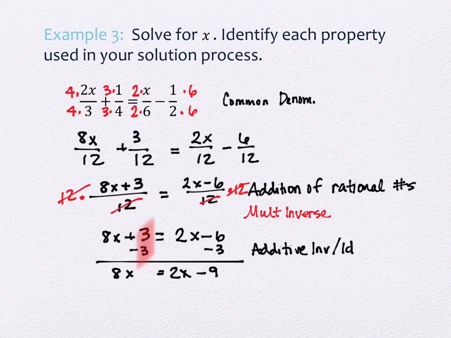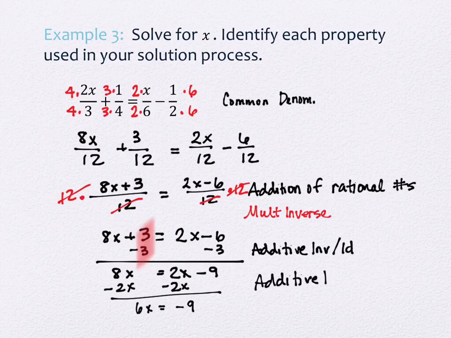We also then can do the same thing with my x's, so I can subtract the 2x. So now I have 6x equals negative 9. So again, that's the additive inverse and identity. Again, identity because the 2x minus the 2x right here actually gives me a 0 that I didn't write down. I rather ignored it. And then what's the last thing I would actually do? I would divide by 6.